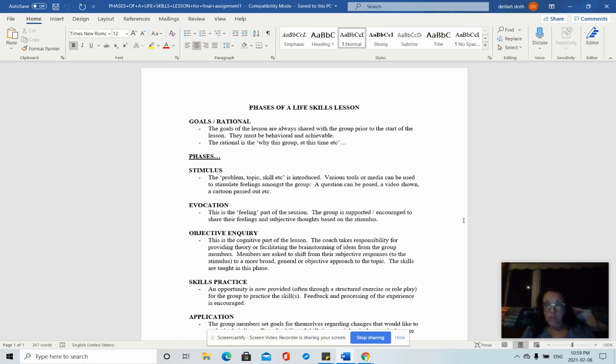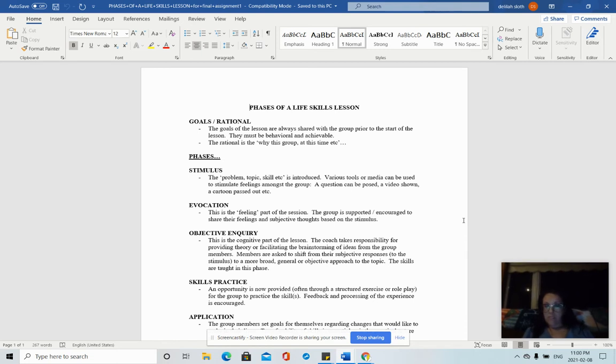The objective inquiry is the teaching part of the lesson. So this is where you, the coach, are the expert on this topic. You're providing some theory or a mini lesson, tips and tricks, things that are going to help your members become stronger at whatever skill you have chosen as the feature of this lesson.